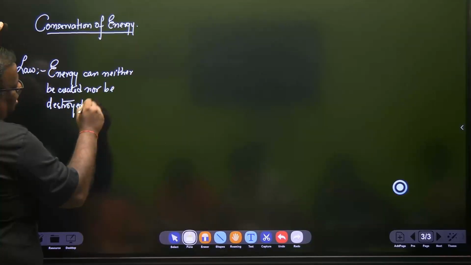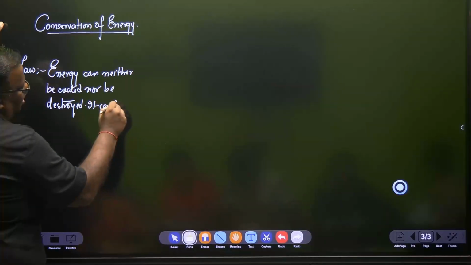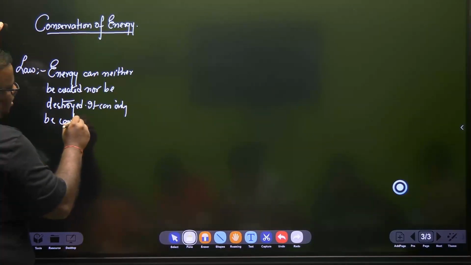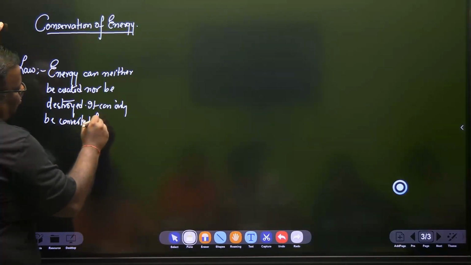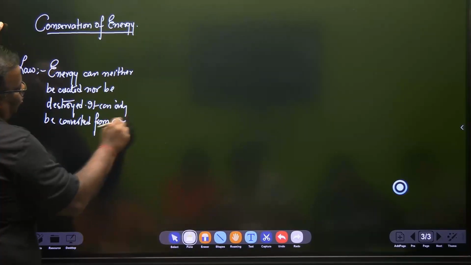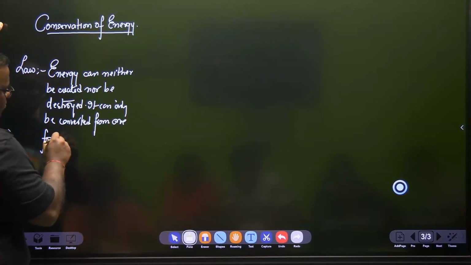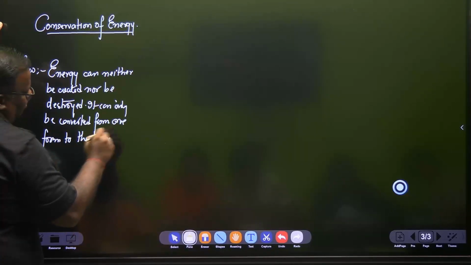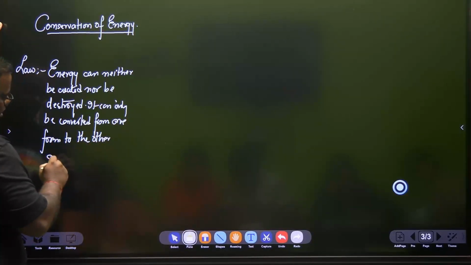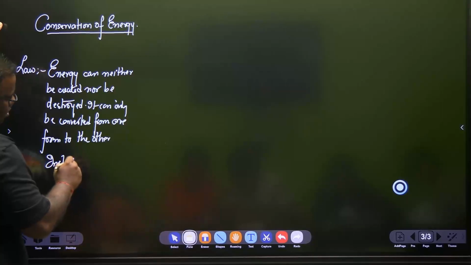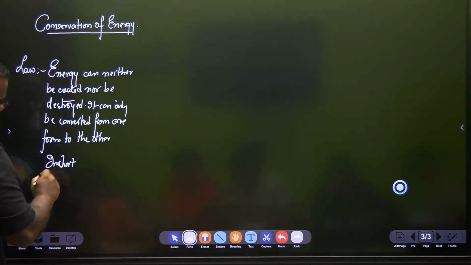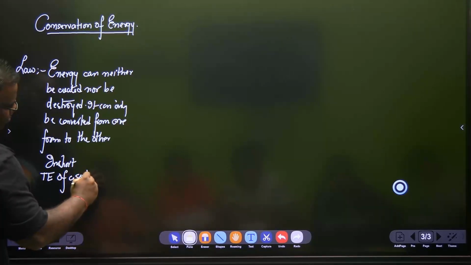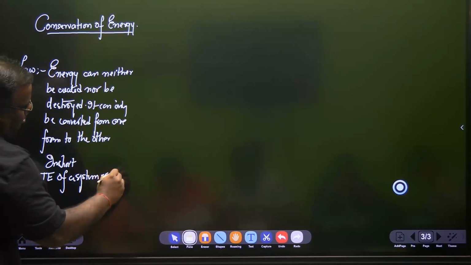That is, it can only be converted from one form to the other. In short, the total energy of a system is always constant.